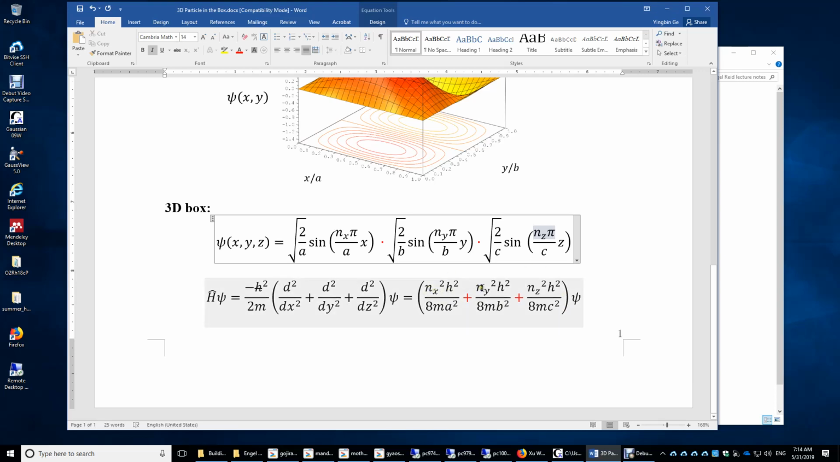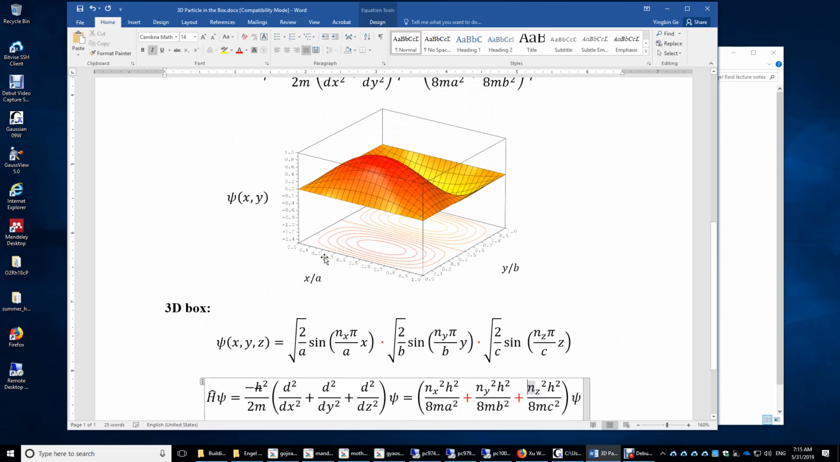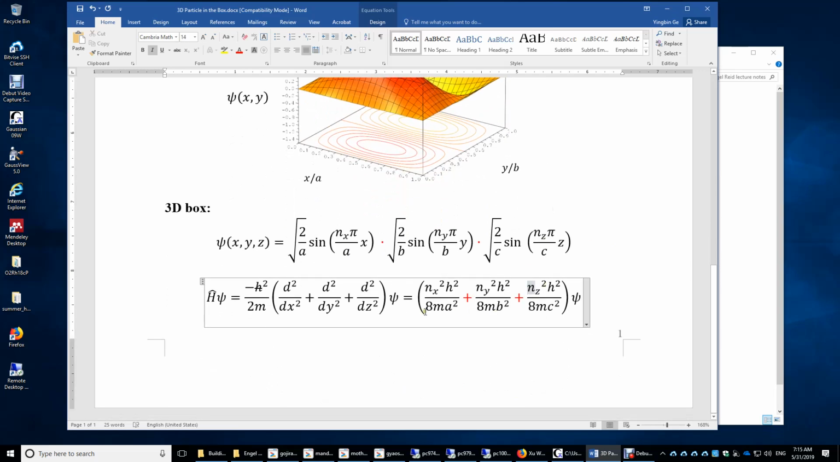n_x can be different from n_y, and n_y can be different from n_z. So all three translational quantum numbers can be different. They just need to be positive integers. And a, b, and c are the dimensions of the box. a, b, that's for two-dimensional, but then you can just imagine a three-dimensional box with dimensions a, b, and c.